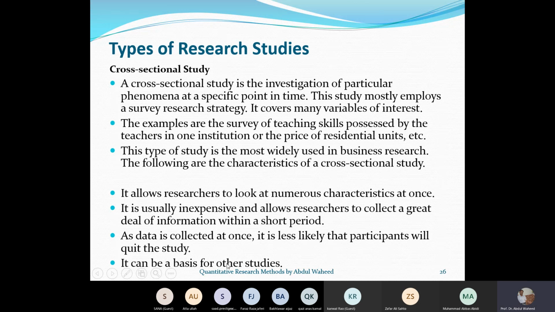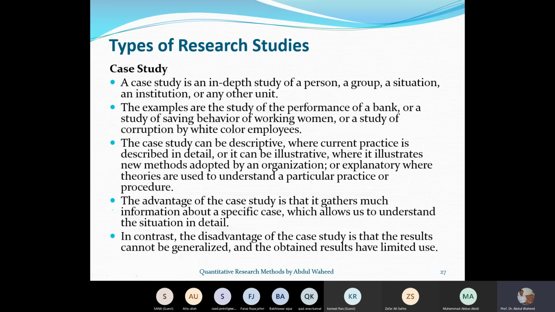And can be a basis for further studies. We can use this cross-sectional studies to conduct time series study. We can conduct the panel studies, and we can conduct other studies. Then we have case study.